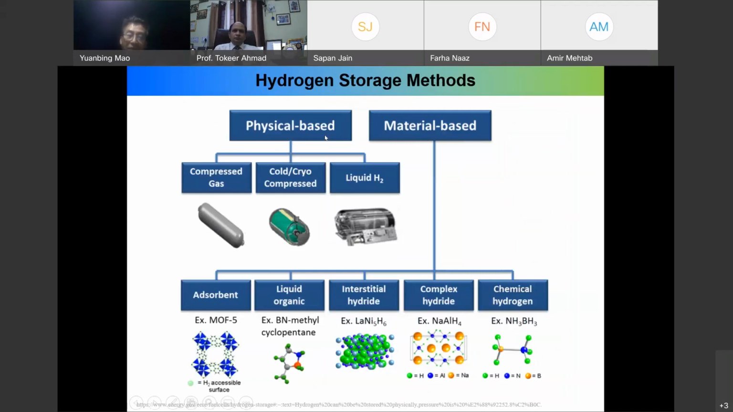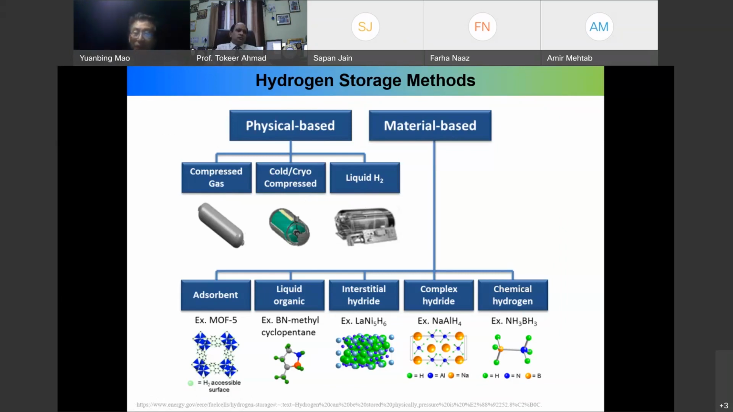In terms of a physical method, basically we use the external pressure, so compress the gas, right? Or use lower temperature, cold, cryo-compressed as well. And then at really low temperature, we get liquid hydrogen, right? So each of these processes is not easy. We know these are higher pressure or lower temperature.